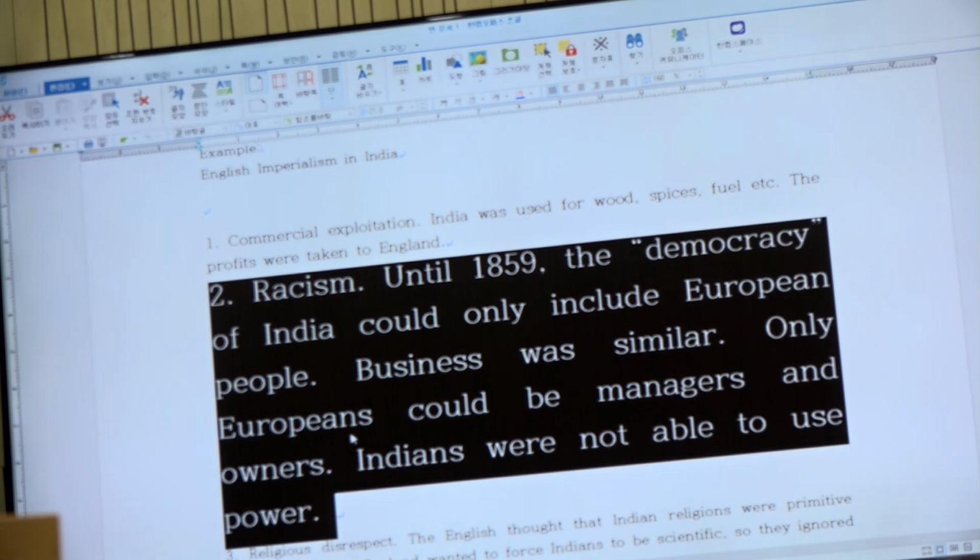A good example of this, England was mostly a democracy. And they made a democracy in India as well. However, the democracy of India could only have European people. If you were an Indian in India, you could not become part of Congress. Okay? Business was similar. The managers and owners of businesses, of important businesses, were Europeans. Indians couldn't use power. Power was for Europeans, especially it was for English people. Okay, so this is problem number two.